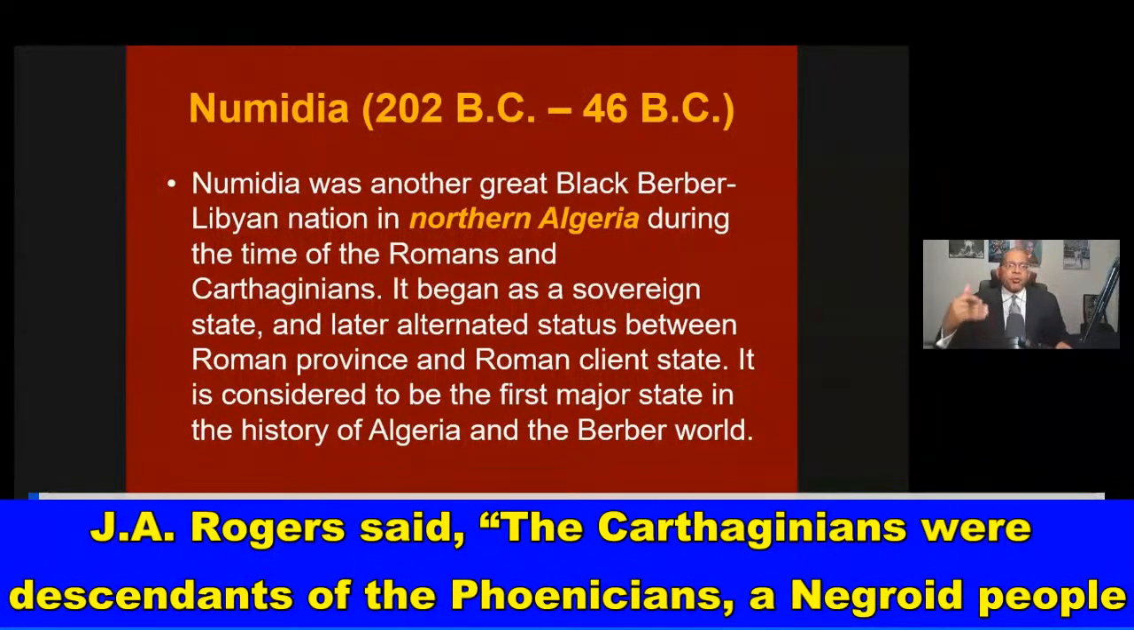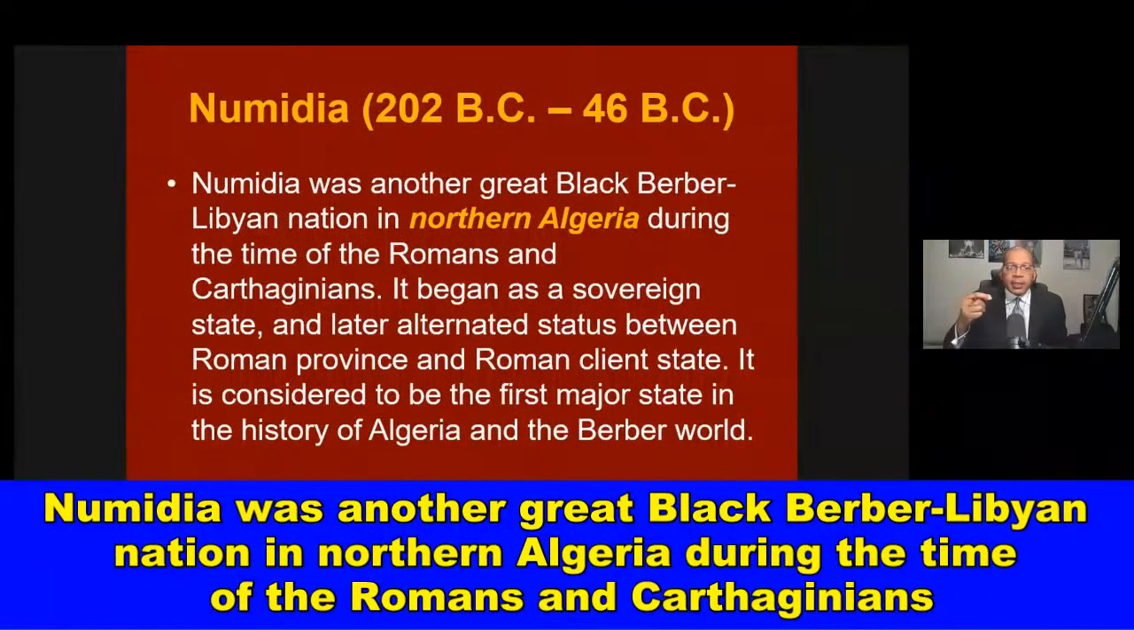Now, Numidia was another great Black Berber Libyan nation in northern Algeria during the time of the Romans and Carthaginians. It began as a sovereign state and later alternated status between a Roman province and a Roman client state. It is considered to be the first major state in the history of Algeria and the Berber world.